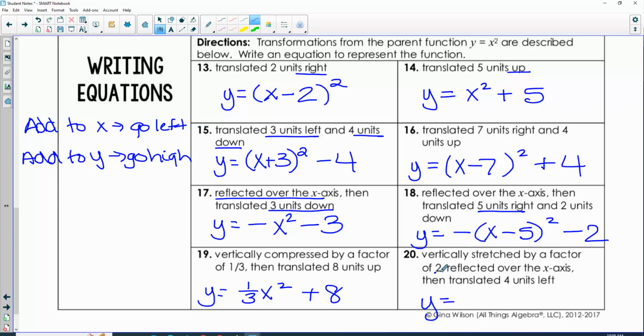Number 20, vertically stretched by 2. That means we have to take it times 2. Reflect over the x. So what do we have to have? A negative. So we'll do a negative 2. Translated 4 to the left. Left and right is inside with the x. Add to x, you go to the left. So x plus 4 squared. So negative 2, x plus 4 squared.